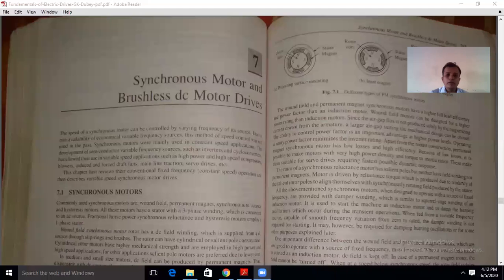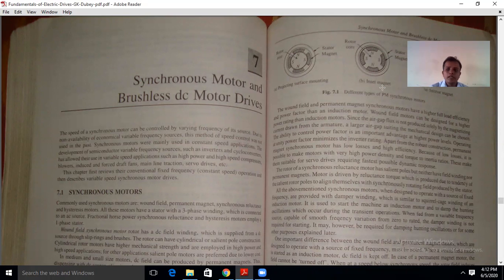Now I will share some of the documents, and now we'll see. Yes. So this is just the introduction of the synchronous motor.